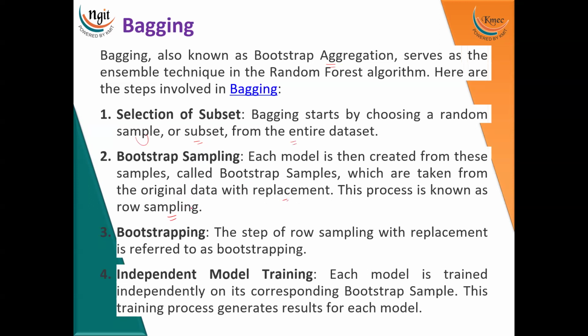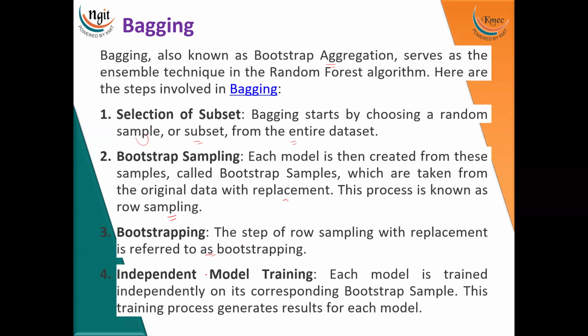That's why this process is called row sampling. Then coming to bootstrapping, the step of row sampling with replacement is referred to as bootstrapping. Why is bagging also called bootstrap aggregation? What we are doing in the second step, row sampling with replacement, is referred to as bootstrapping.